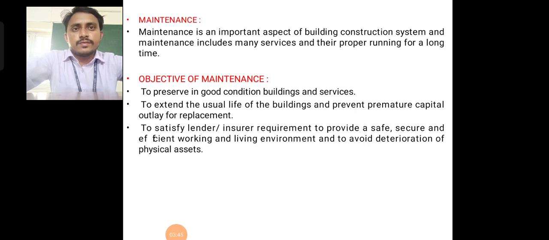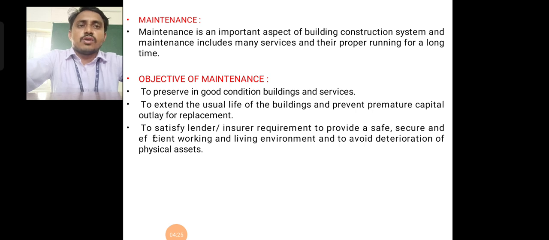Whenever maintenance is done, the lifespan of the structure will be longer. For example, if we design the lifespan of a building as 50 years, and proper maintenance techniques are followed, the lifespan will be achieved. If maintenance is not properly followed, the lifespan will reduce. So that is simply the meaning of maintenance: the act of keeping a building in good condition.